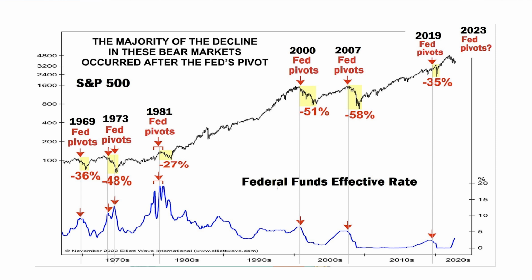In the most recent time periods, in 2000, the S&P 500 fell 51%. In 2007, we had a 58% drawdown. In 2019, a 35%, and here we are in a different cycle. Markets move quickly nowadays. It's all news-driven, data-dependent. Computers trade all this stuff. So, these things can happen really quickly. That's why we remain positioned bearishly.